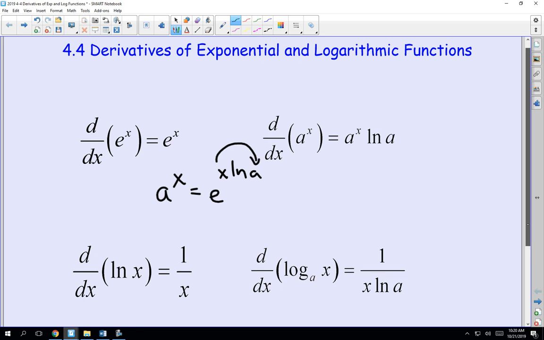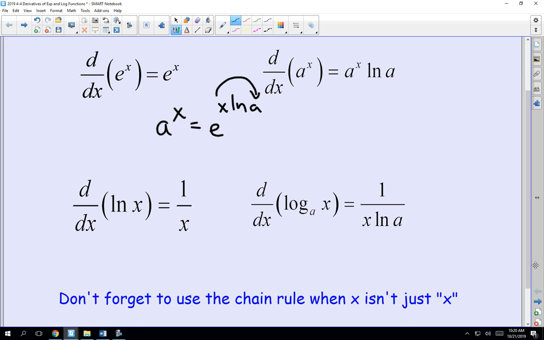All right, the other two: d/dx of ln of x is equal to 1 over x, and d/dx of log of any other base besides e of x is equal to 1 over x, and then attach an ln of that base. So don't forget to use the chain rule on these when x isn't just x. So really think about similarities and differences on these, but these are the last four of the derivative rules. And so we should now have the skills to do worksheet 4.2 that puts all this together.